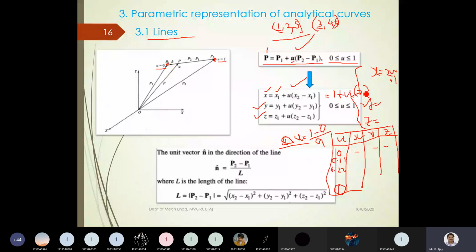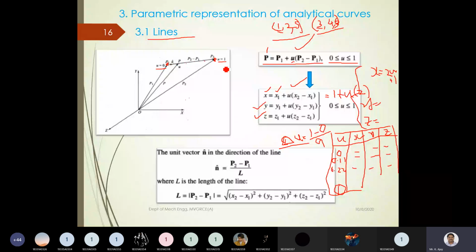So like that, in between also you can get all the various points corresponding to every u value starting from 0 to 1, and all these points, if you try to display, you will get 10 number of points on the straight line, and which looks like a straight line.